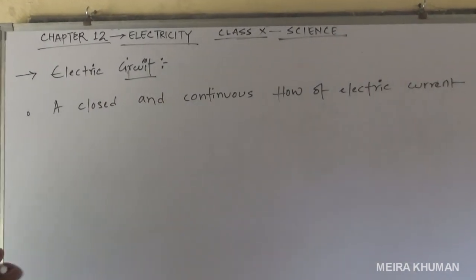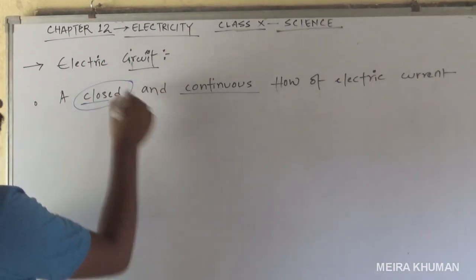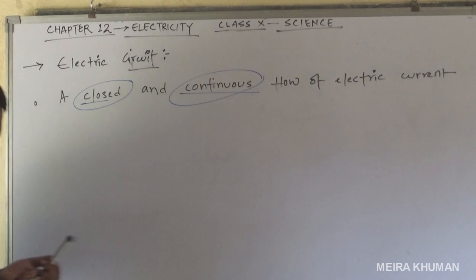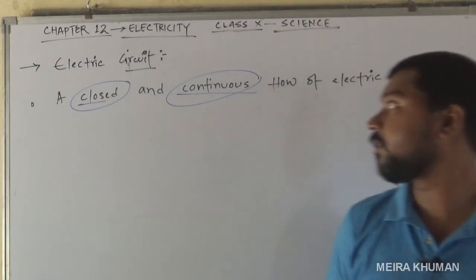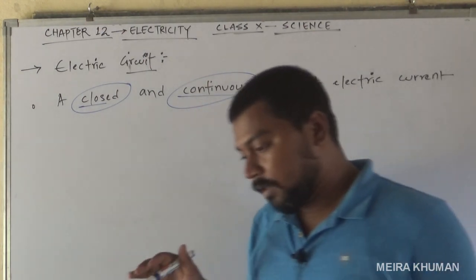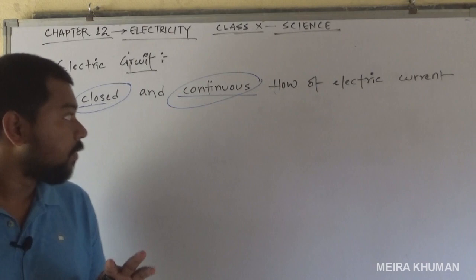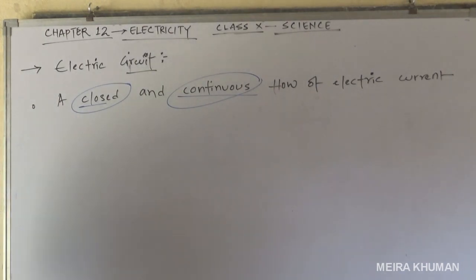Now see, these two words, closed and continuous, these are mandatory, very mandatory things that have to be there in the definition of an electric circuit. So that means an electric circuit is simply a combination of a closed and continuous flow of electric current. That is what we call an electric circuit.